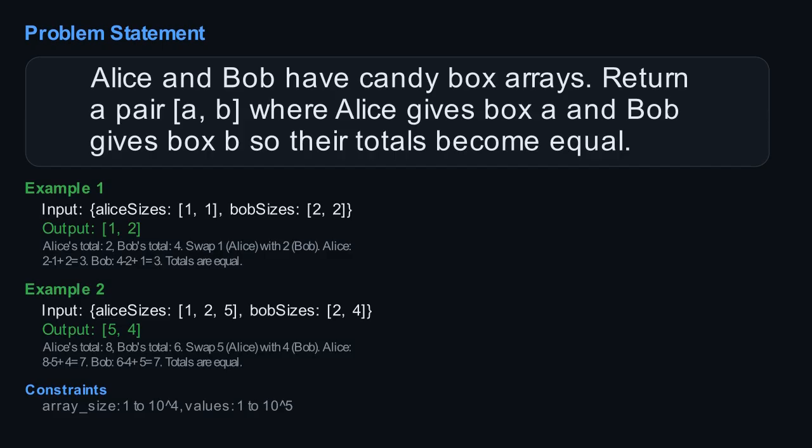So, in our example, Alice has candies totaling 1 plus 1, which is 2. Bob has candies totaling 2 plus 2, which is 4. Their sums are currently 2 and 4. If Alice gives Bob her candy of size 1, and Bob gives Alice his candy of size 2, what happens?